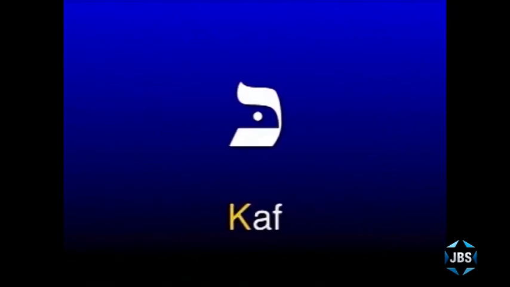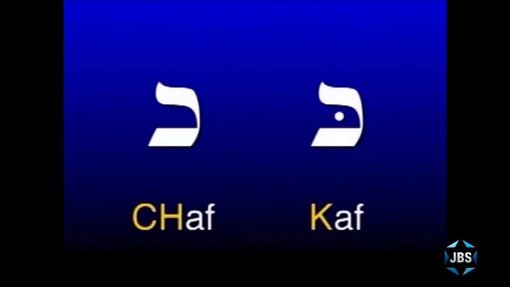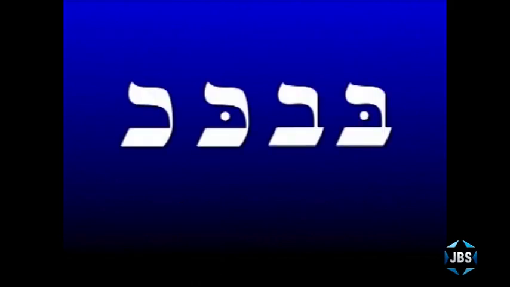With a dagesh, it's a K sound, the Kaf. Without the dagesh, it's a Chaf, but it's the same letter. And the Bet and the Vet and the Kaf and the Chaf are two of the three Hebrew letters which do change their sound, depending on whether they do or do not have a dagesh inside.